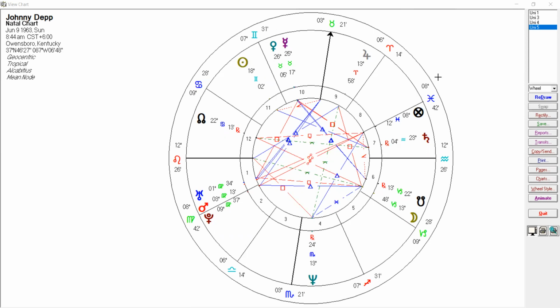Now let's see, so we've found the part of fortune. Let's see if we can find the part of spirit. Note also that the part of fortune is in a sign ruled by Mars. Mars is opposing the part of fortune. I thought that's interesting. And this guy's got violence and anger problems.